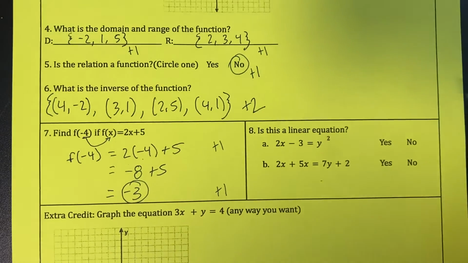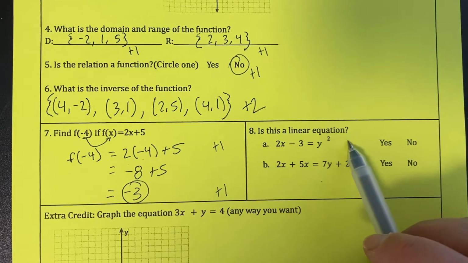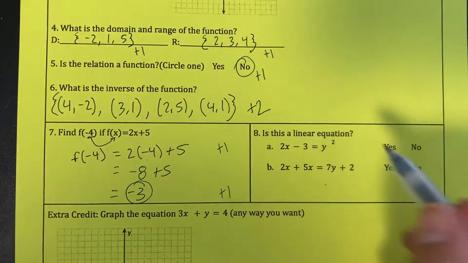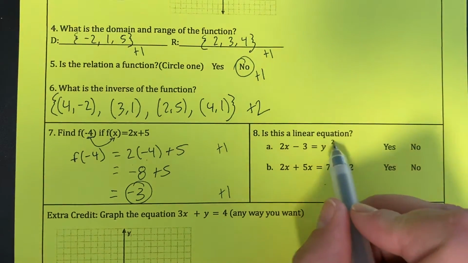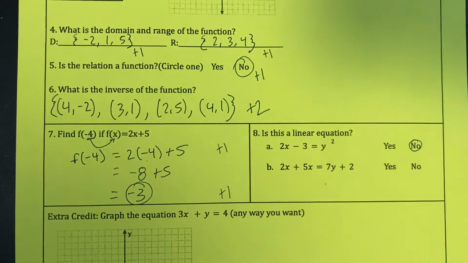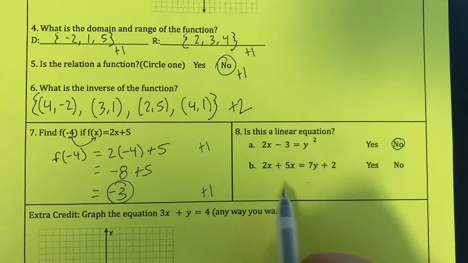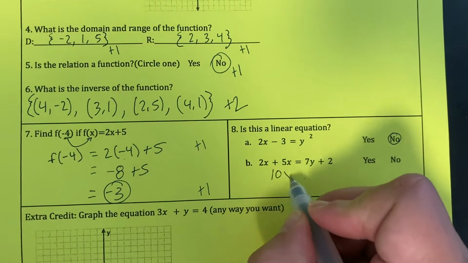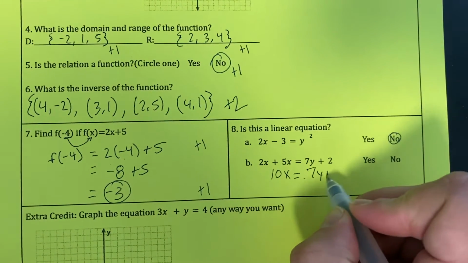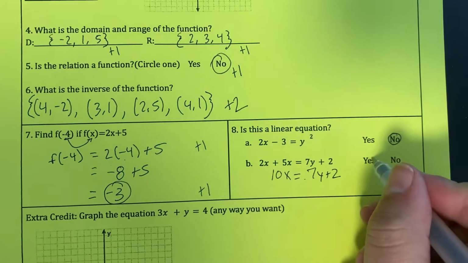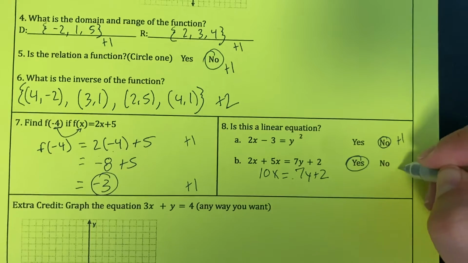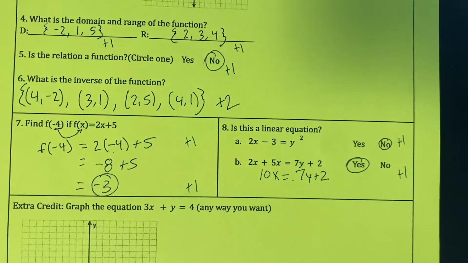All right, number 8. Is this a linear equation? Yes or no? Linear equations only have x's in them. So this one has a squared, so that's a no. This one, we could simplify this to be 10x minus 7y plus 2. It only has x's and y's. That's a yes. Each of these are worth 1 point.